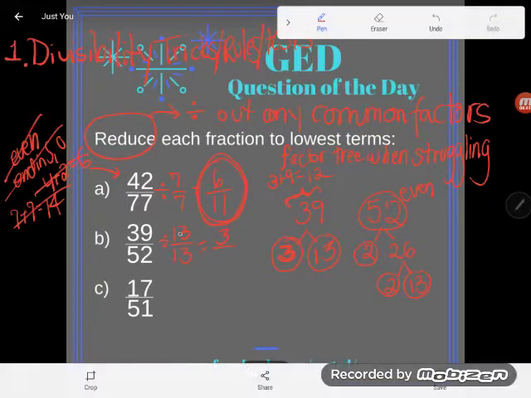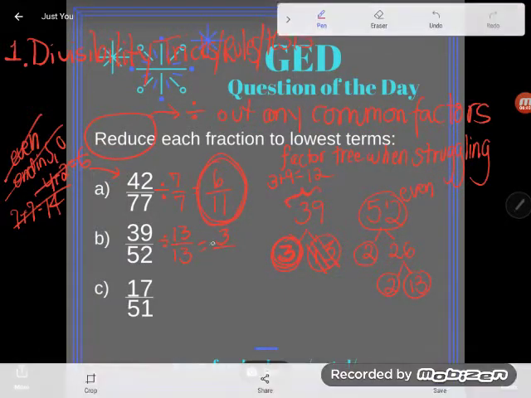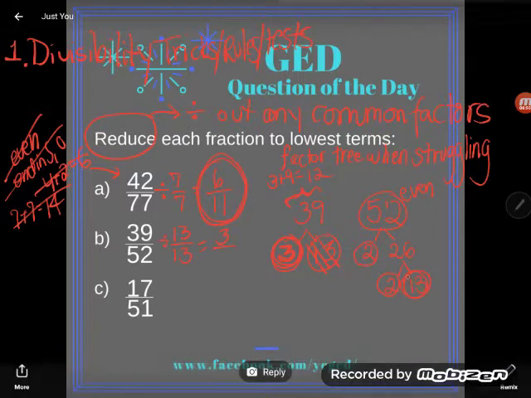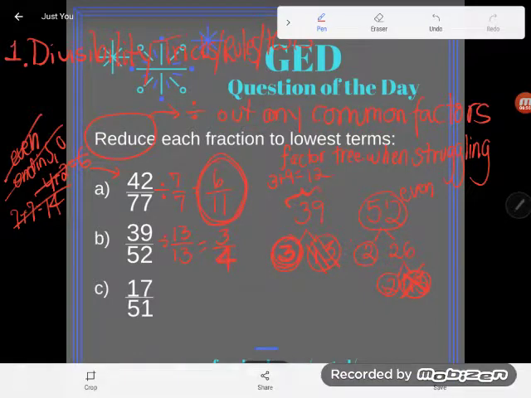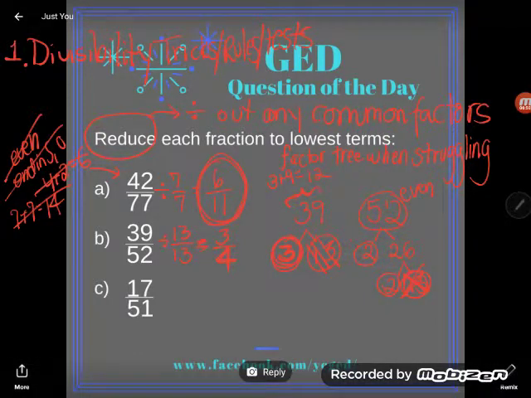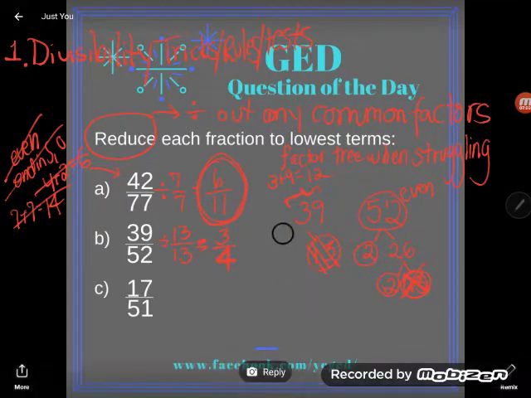And then when I divide 39 by 13, I have that 3 left. I took the 13 out. There's the 3 left. And when I divide 52 by 13, I take this 13 out. I still have the two 2s left. I have 2 times 2 or 4. But you could always do the division. You could count by 13. There's a lot of ways you could see that. So I get 3/4. Okay, let's erase this work.